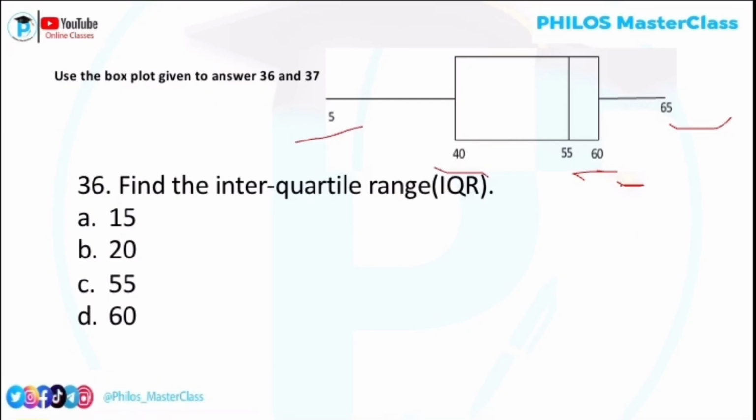Now, this question says you should find the interquartile range. Interquartile range should be third quartile minus first quartile. That's Q3 minus Q1. In this case, your third quartile is 60 and your first quartile is 40. So 60 minus 40 will give you what? 20. So for this particular question, the interquartile range is 20, which is option B.